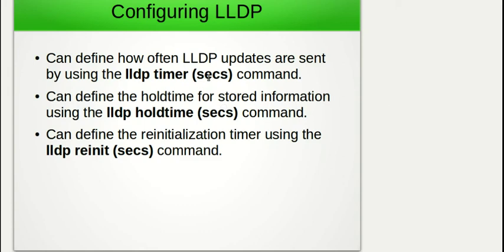And this in brackets is just the value that we would put. So this is the actual command in this case. This is the value. So it could be 20 seconds, 40 seconds, 50 seconds, depending on how often we want updates to be sent and how long we want to store that info for.